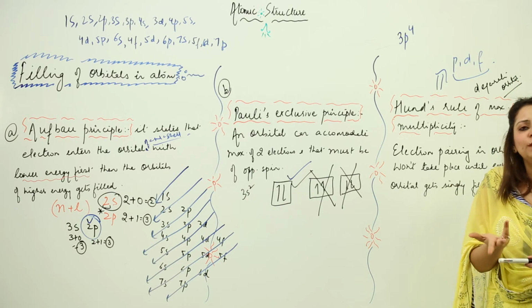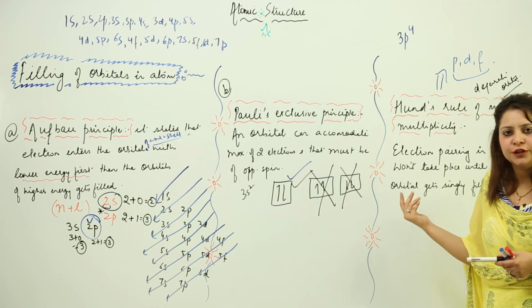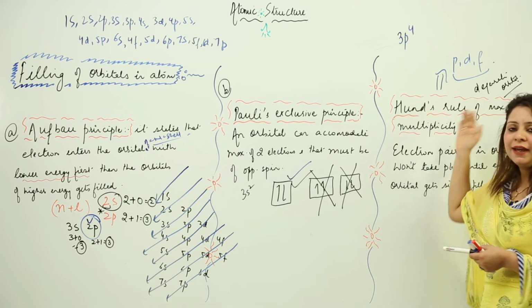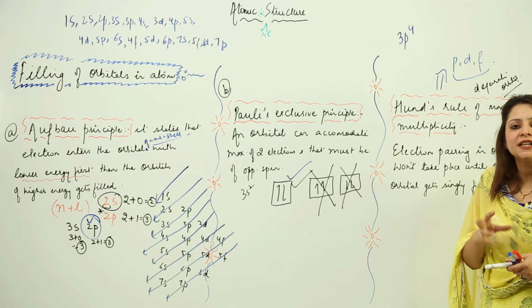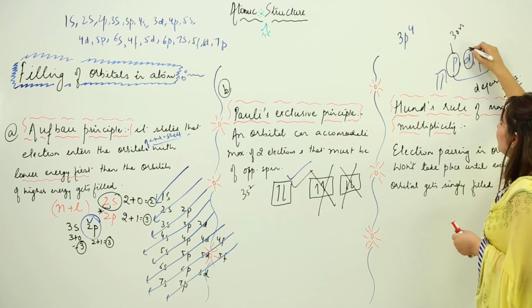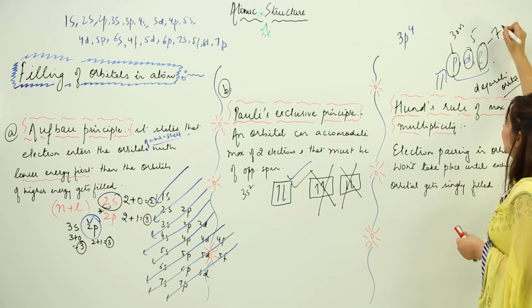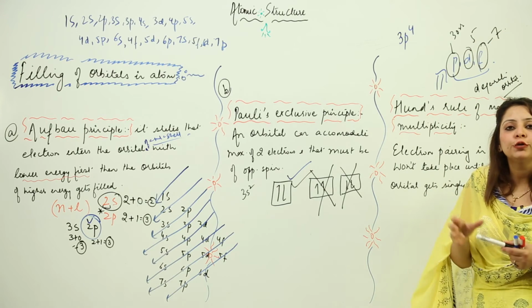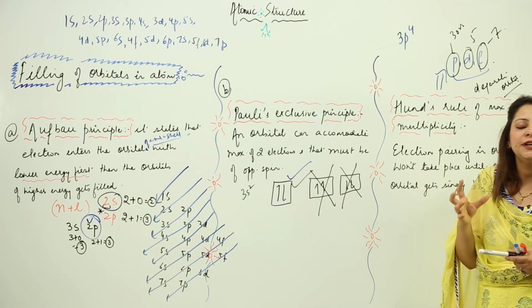In s we have only one orbital, so we won't take into consideration Hund's rule, right. But in p, d, f, p has 3 orbitals, d has 5 orbitals, f has 7 orbitals. So that means this rule has to be followed only in these cases, that is in p, d, f.